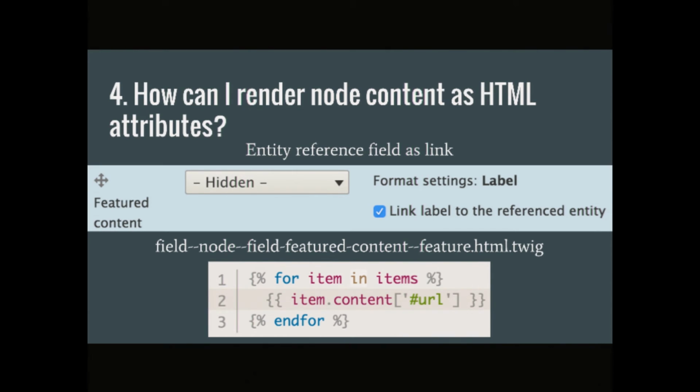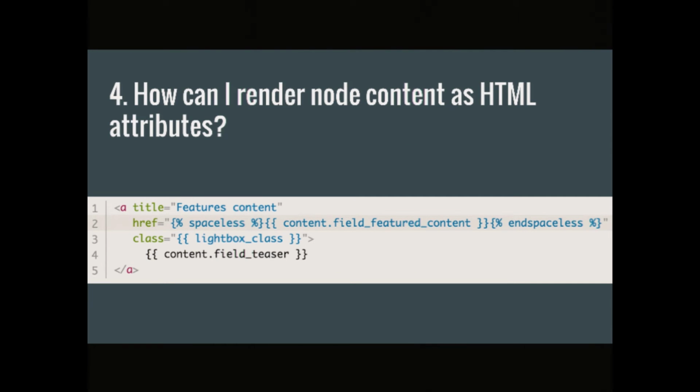I want to print only the URL. And again, we require the square brackets because we are working with render arrays, and the hashtag doesn't work right after the dot. So we do that, and once we do that, we can just render the variable, and it will be a URL to the entity reference. Again, every time that you want to use user content as HTML attributes, you will need to use the spaceless filter to remove any white space that Drupal can provide.